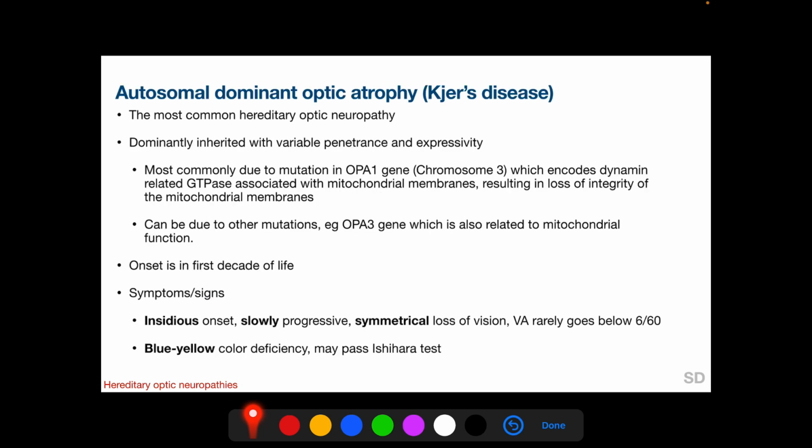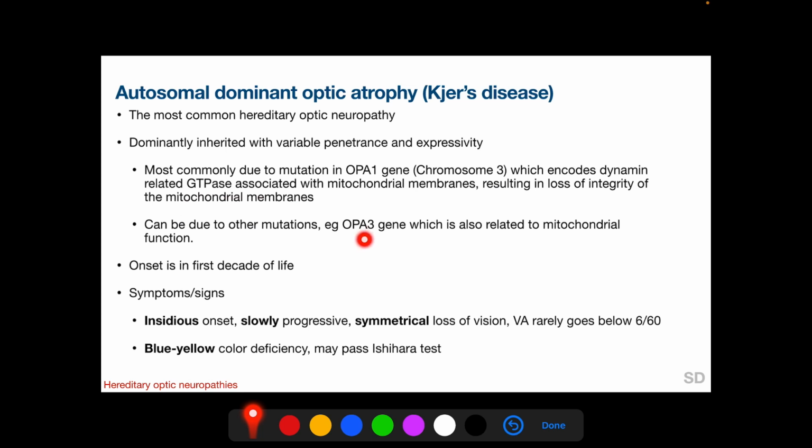Coming to the next hereditary optic neuropathy, autosomal dominant optic neuropathy or ADOA. It is the most common hereditary optic neuropathy. It is dominantly inherited with variable penetrance and expressivity, and several gene mutations have been identified. The OPA1 gene, which through encoding dynamin is associated with integrity of the mitochondrial membranes.